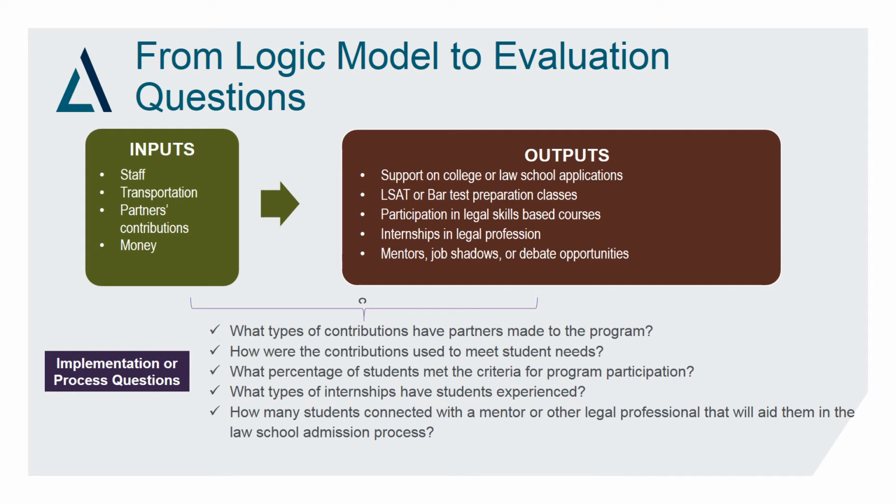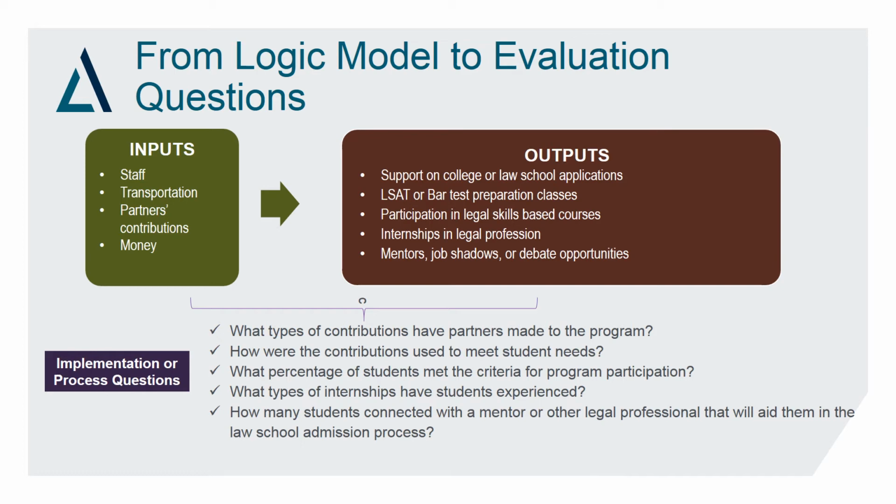For example, if you're trying to increase access to law school for a particular group of students, then you might have a question about whether the students in your program are meeting program participation criteria. This is particularly helpful for your evaluation if your grant funding is tied to serving a certain group of students.